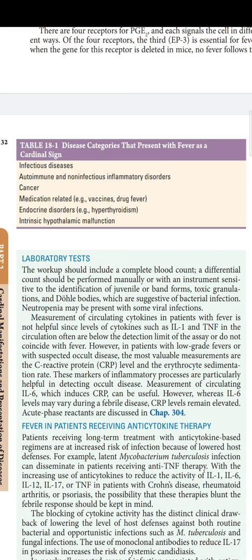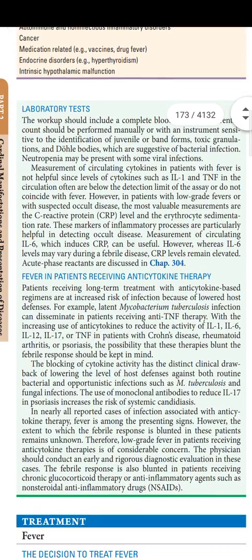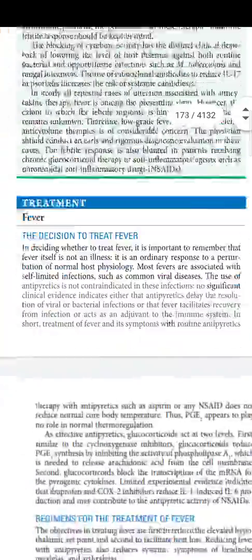In the previous edition there used to be auto-inflammatory diseases with fever as the cardinal sign in the table, but here the table is different. The disease categories that present with fever as a cardinal sign include infectious diseases, autoimmune and non-infectious inflammatory diseases. Earlier it used to be auto-inflammatory disease in which fever is characteristic. So the 15.1 table is replaced by the 18.1 table, which is a little different, and you need to go through that table. Other than that, laboratory tests and all are the same.